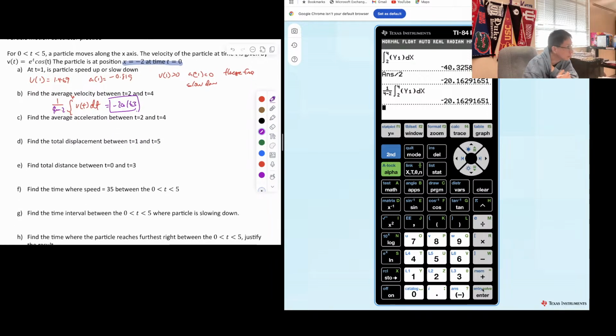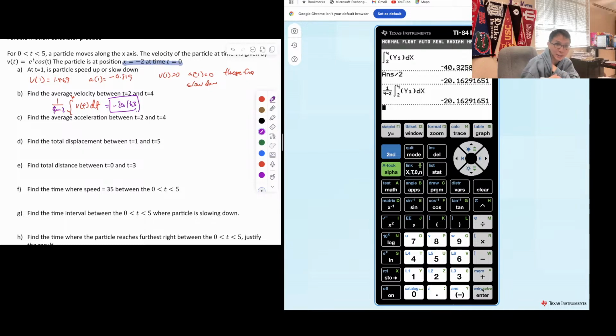Wait, Mr. Ye, how did you get the integration one? Math 8, math 9. Math 9. You got it? How do I get out of the table? Second mode. Is that okay? Yeah. Okay.